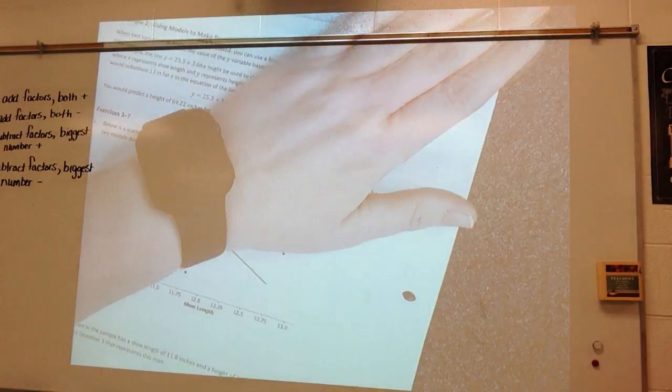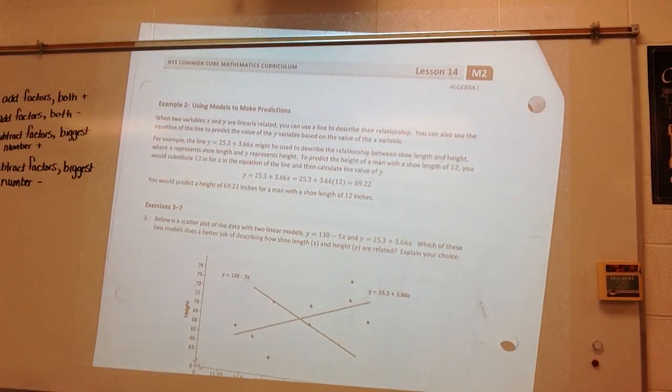Example number 2. All right, let's look at example number 2. It says, when two variables, x and y, are linearly related, you can use a line to describe the relationship. You can also use the equation of the line to predict the value of the y variable based on the value of the x variable. For example, the line y is equal to 25 3/10 plus 3 66/100 x might be used to describe the relationship between shoe length and height, where x represents shoe length and y represents height.